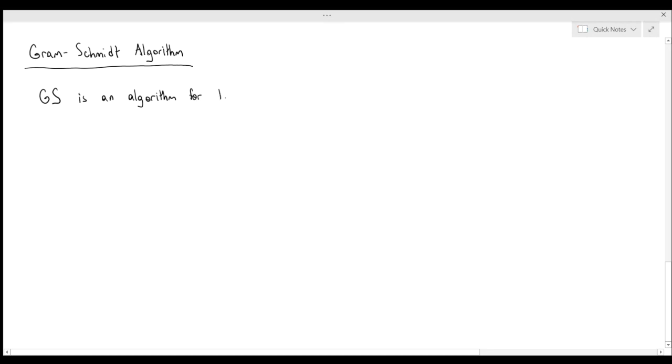So it's an algorithm for taking a basis for a space and producing from that basis an orthogonal basis. Okay.